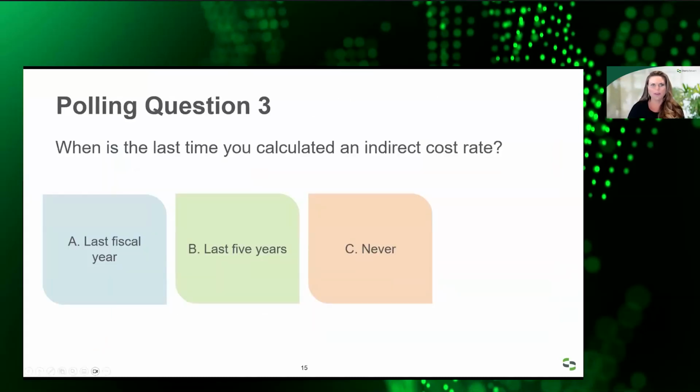Okay, polling question real quick. When's the last time you calculated an indirect cost rate?